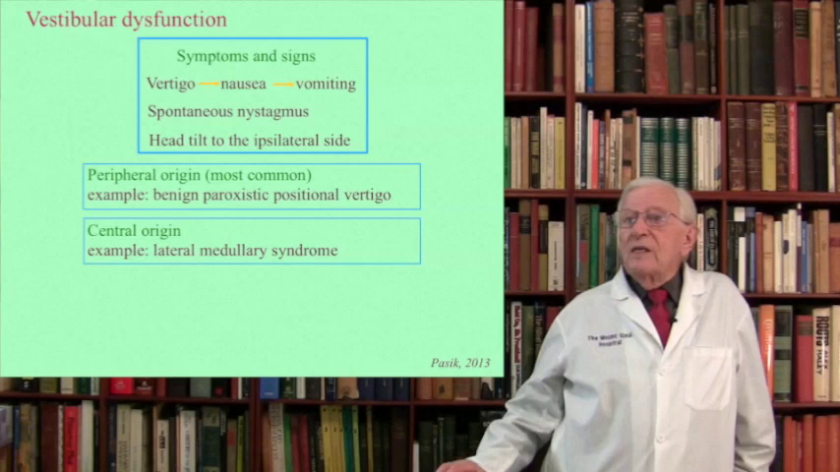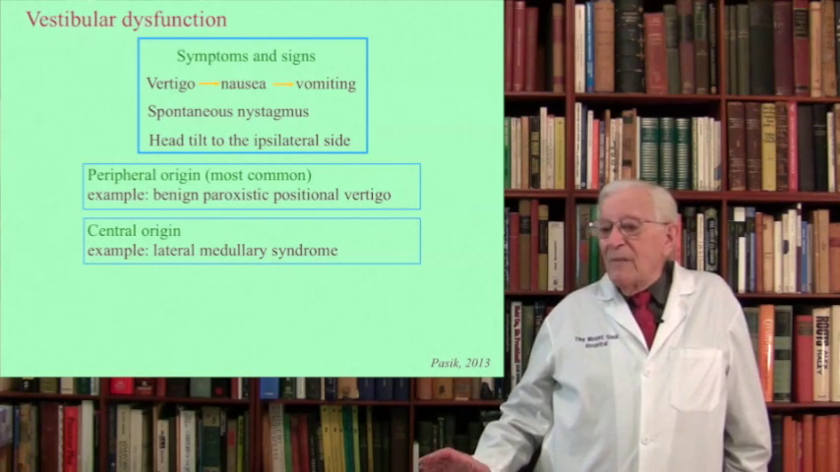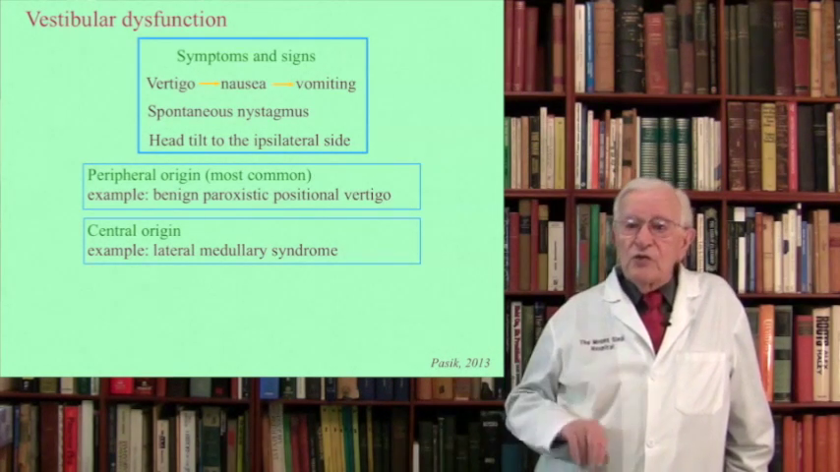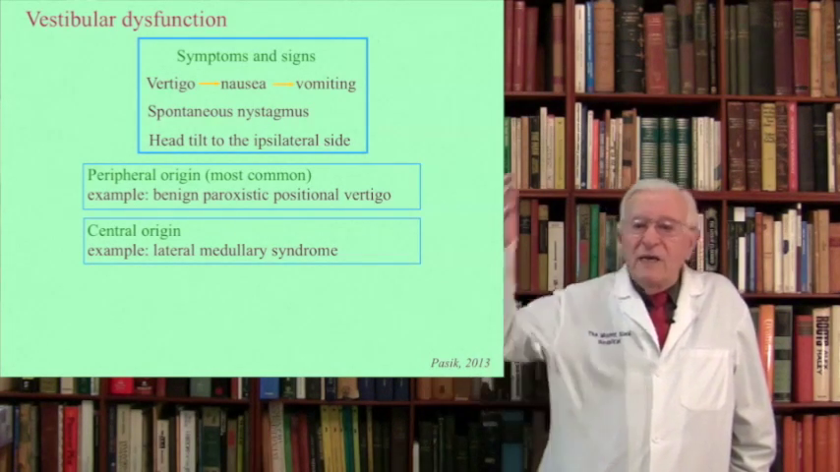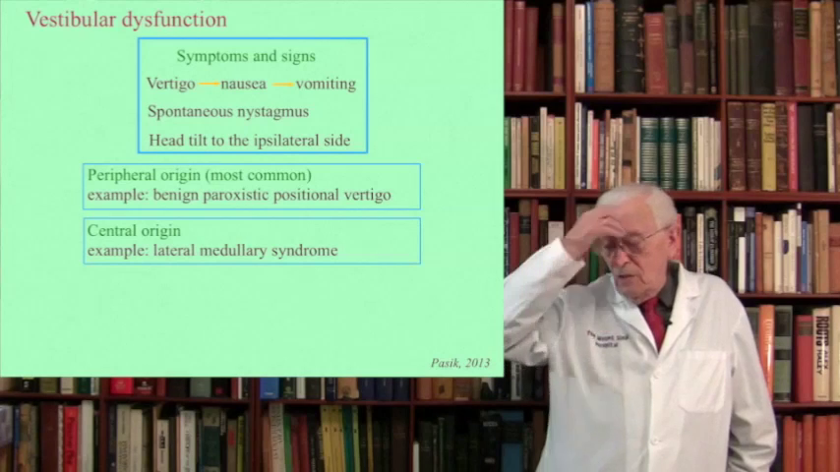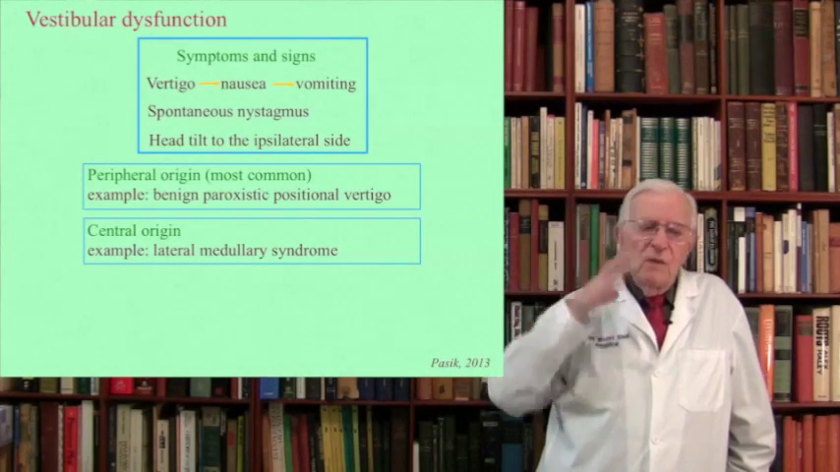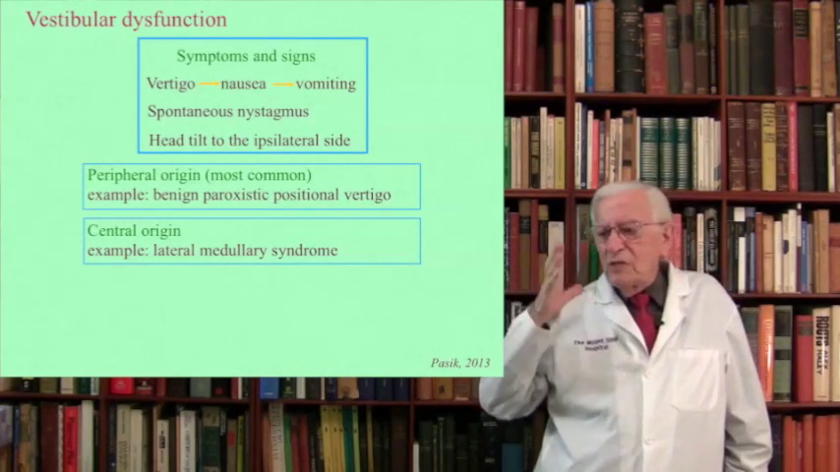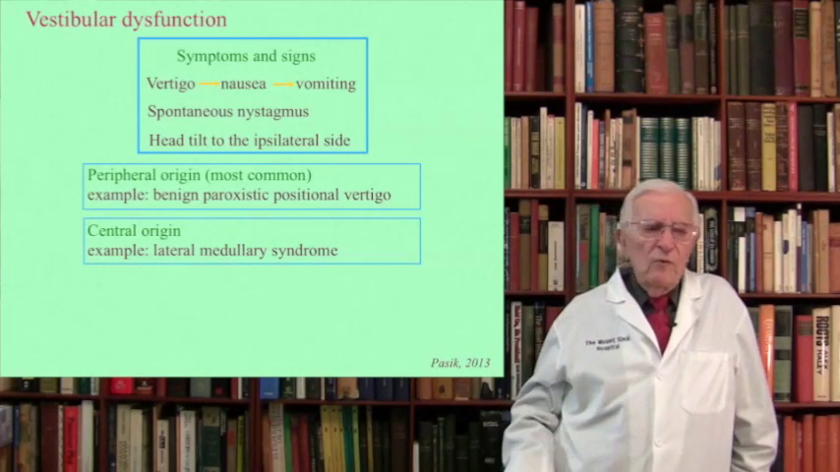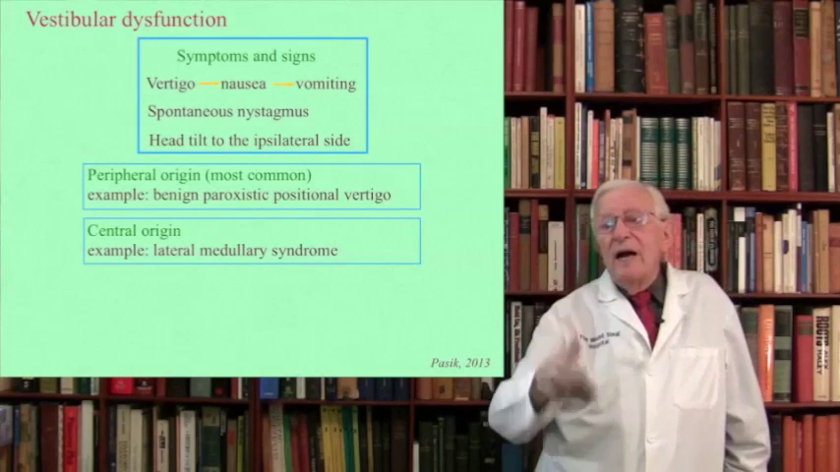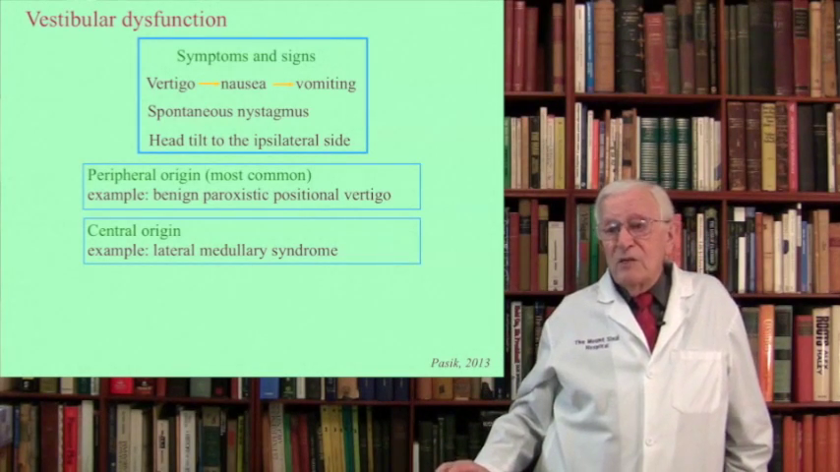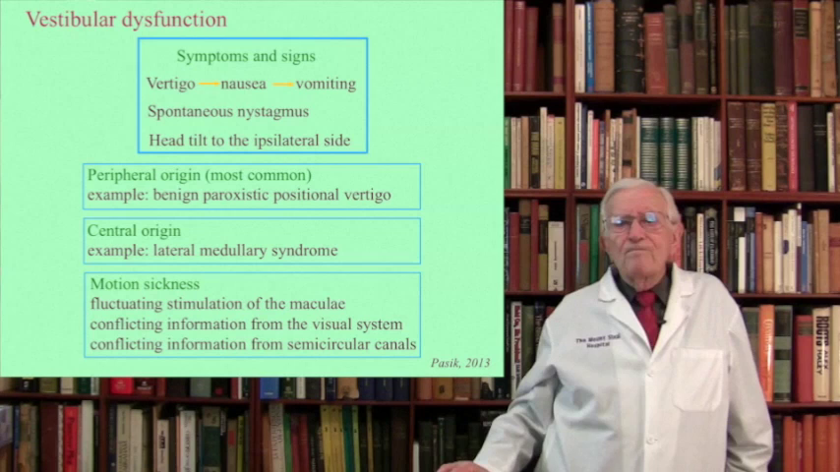Now, what about a central origin? The main example is what we discussed in cross syndromes, when you have the lateral medullary syndrome with a PICA infarct that was giving you sensory pain and temperature loss on the same side of the face and opposite side of the body, and if the infarct is larger, it takes the vestibular nuclei, and they give you vestibular symptoms, right?